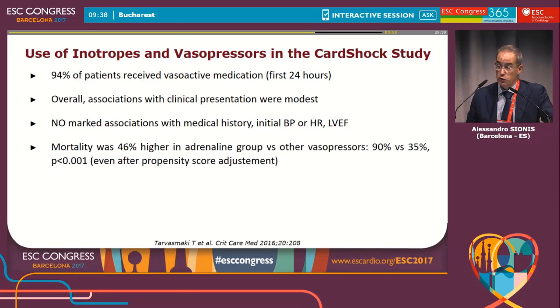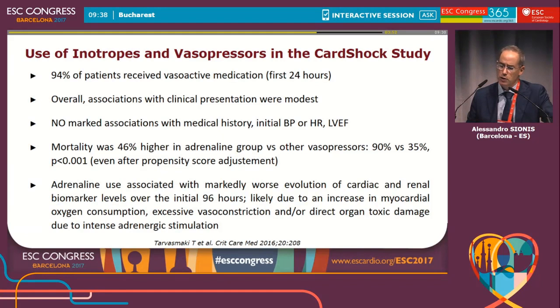Mortality was 46% higher in patients treated with adrenaline. This is highly significant. And the use of adrenaline was associated with a worse evolution of cardiac and renal biomarkers, likely due to an increase in myocardial oxygen consumption, excessive vasoconstriction, or direct organ toxic damage.